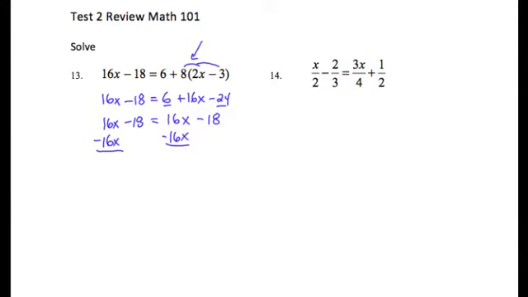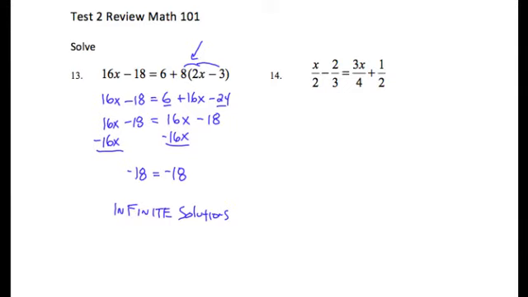Let's take a look at what we have left. Well, the 16x's drop out on both sides, and I am left with a true statement. Negative 18 equals negative 18. When the variables drop out and I have a true statement, that means I have an identity. Both sides of this equation were the same, which means all numbers are going to work. So we would have infinite solutions here in this case. Another answer that would have been acceptable for this would have been all real solutions.